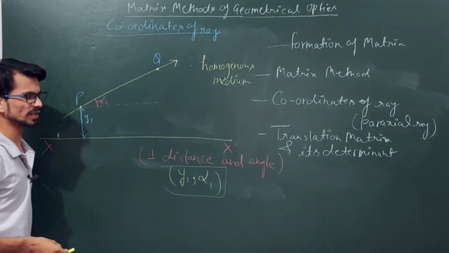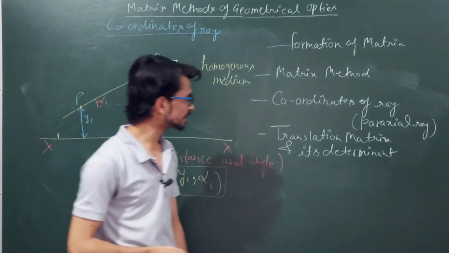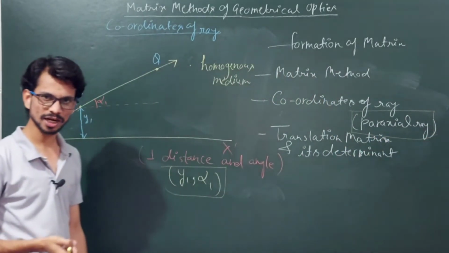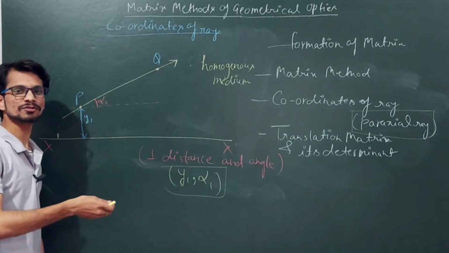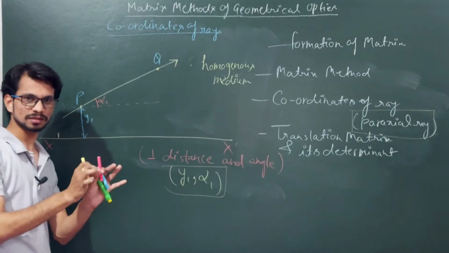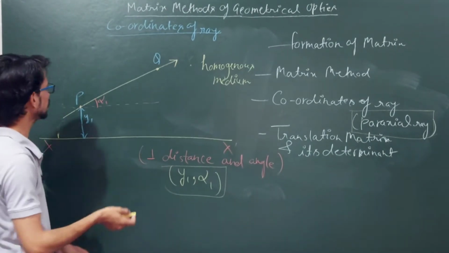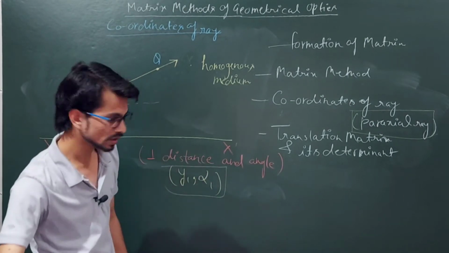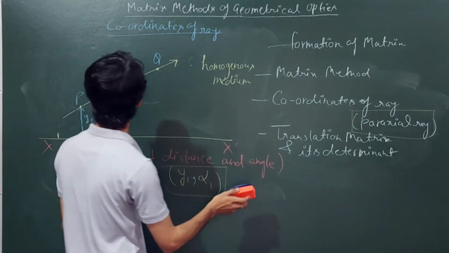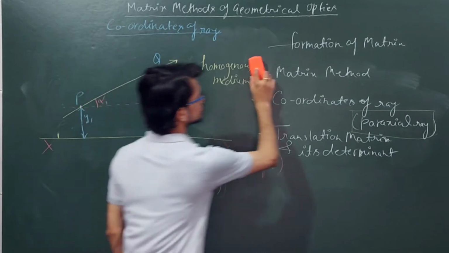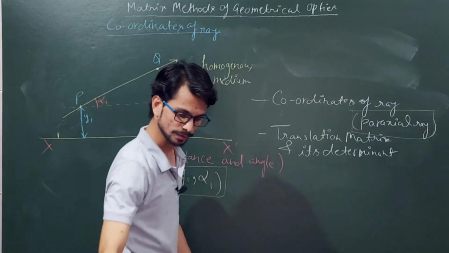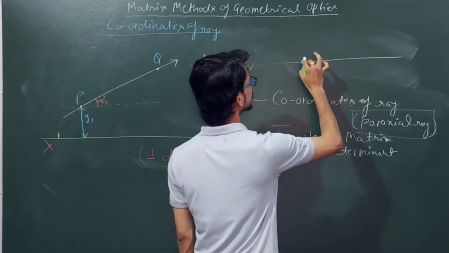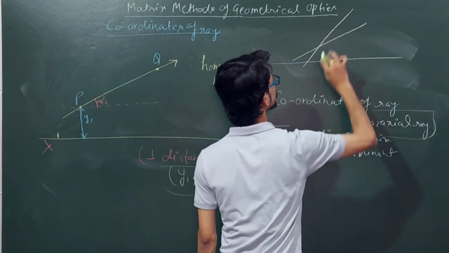You know very well what paraxial rays are. Paraxial rays are some special kind of rays. Paraxial rays are those rays which make a small angle with the principal axis. If I draw a number of rays, let me draw here. This is the principal axis and these are the rays.